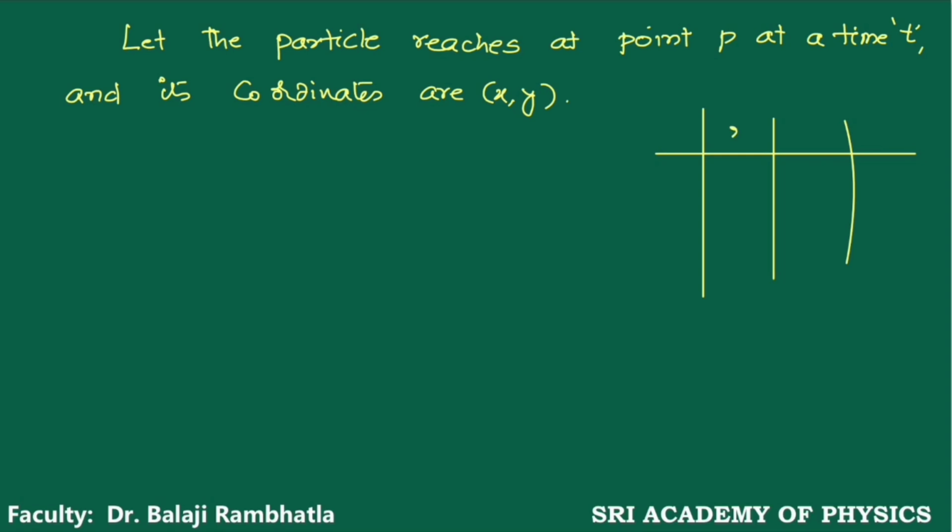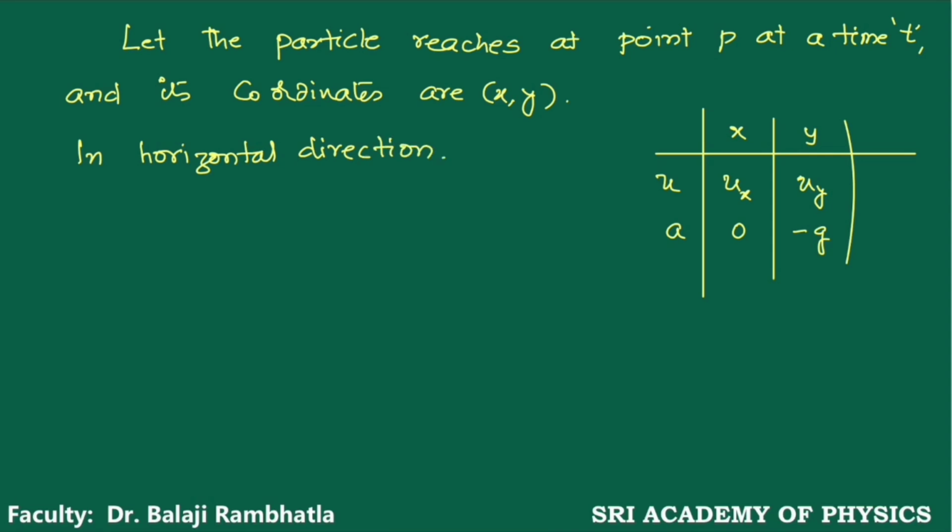This is x, this is y. So velocity along x direction, this is ux. Along y direction, this is uy. Acceleration along x direction is 0. Along y direction, what is the value of acceleration? Minus g. Now, first one, in horizontal direction, what is the situation that you want to calculate?